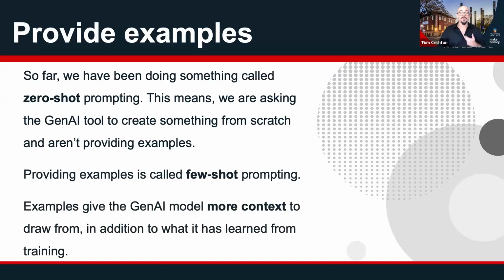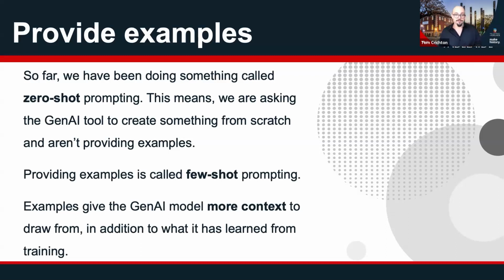So again, if you were to Google tips for prompting AI, you'll often come up with the instruction to try few-shot prompting. And that just simply means providing the Gen AI with examples from which it can get inspiration. Examples give the Gen AI model more context to draw from, in addition to what it has already learned through training, through that machine learning process that we looked at.